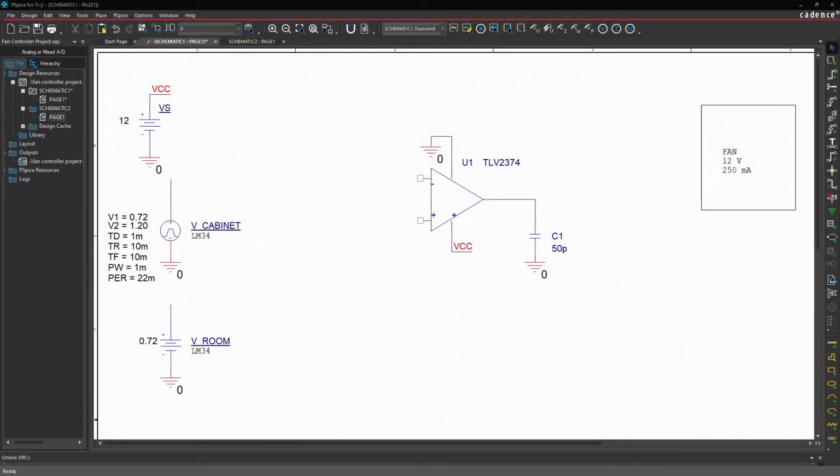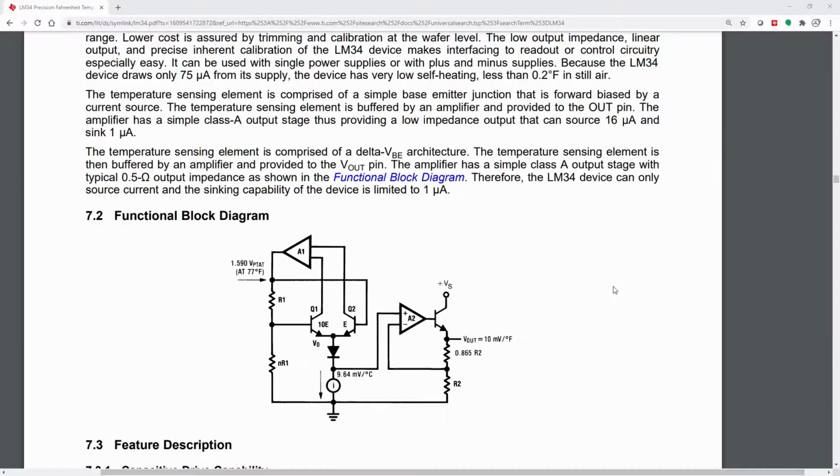I'm starting my simulation with the items that I know that I have for sure. I have two LM34 temperature sensors. The LM34 temperature sensor that I've selected is very easy to use. However, it can't source very much current. In the datasheet, you can see that the output can only source 16 microamps and sink 1 microamp. Attempting to draw more current could cause problems.